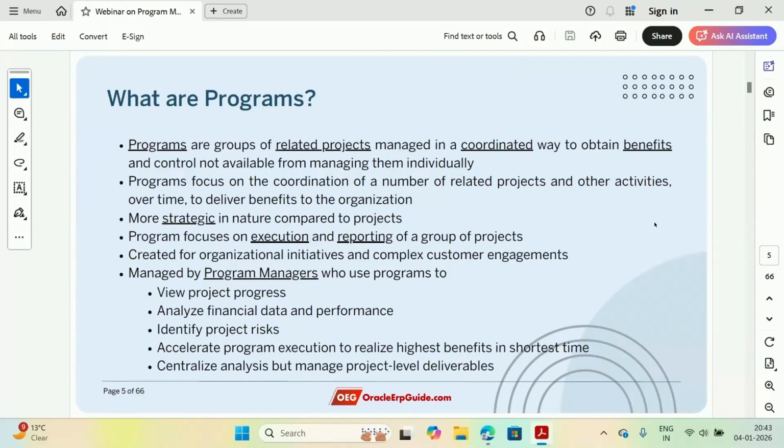Now, you know that projects are managed by individual project managers, but in a similar way, programs are managed by what are known as program managers, which have a higher level of authority, because they manage programs which are parents of certain child projects. Okay, they can view project progress, analyze the financial performance and data, identify project risks, and accelerate program execution to realize highest benefits in shortest time.